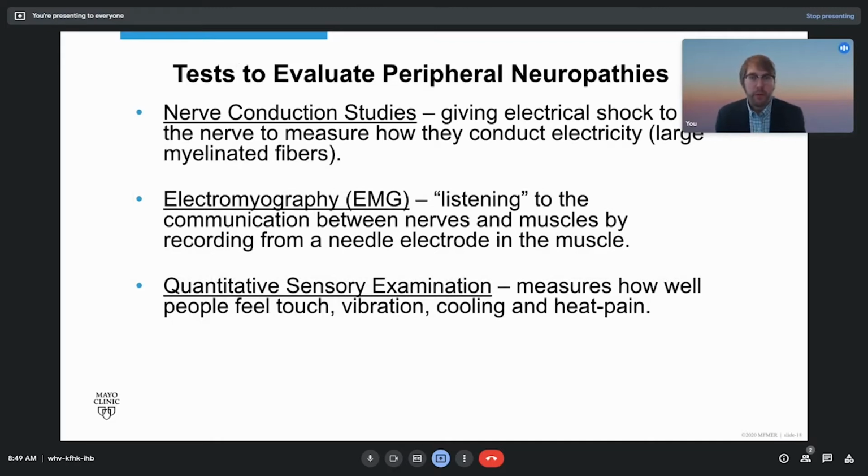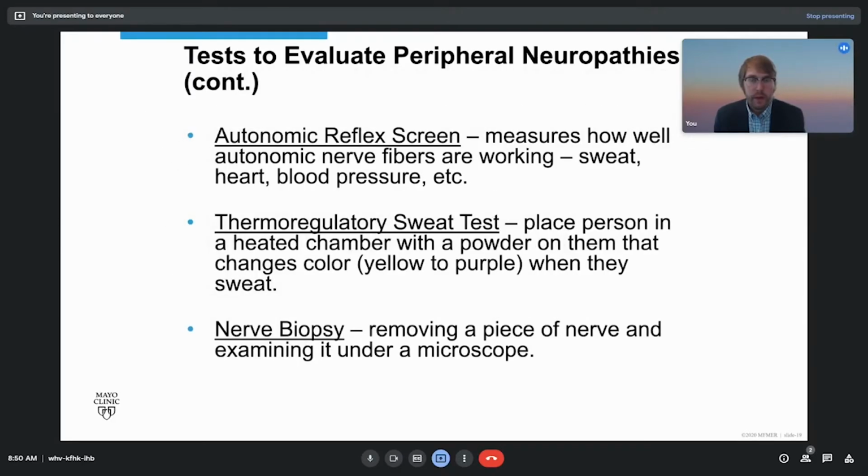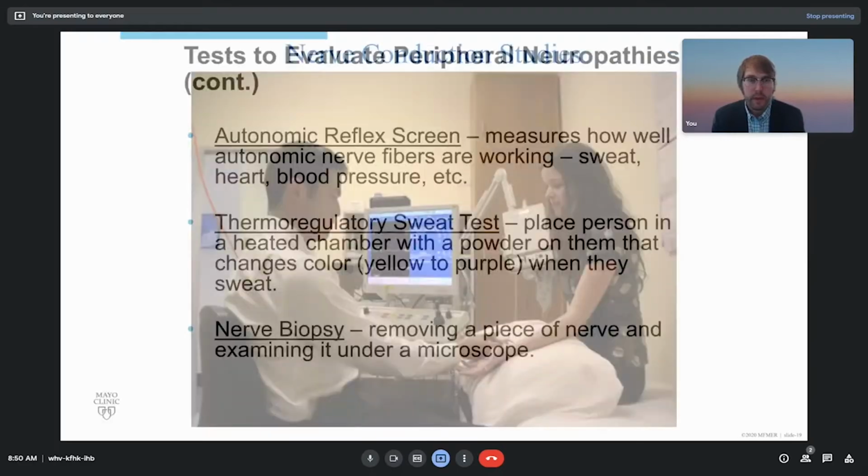We evaluate peripheral neuropathies with several different tests at Mayo Clinic. These would include nerve conduction studies, electromyography, and quantitative sensory examination, as well as autonomic reflex screen, thermoregulatory sweat test, and nerve biopsies, and I'll go through these individually.